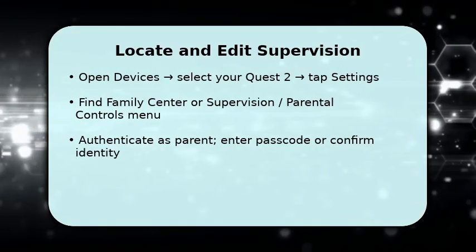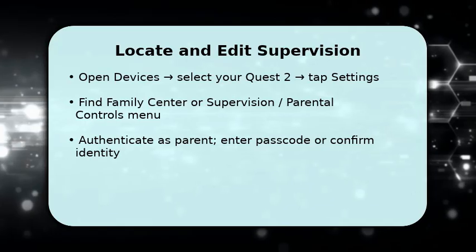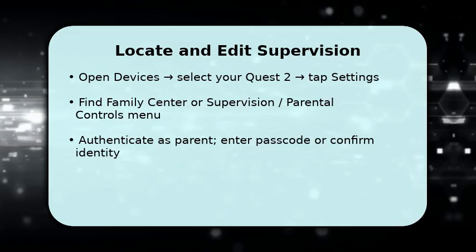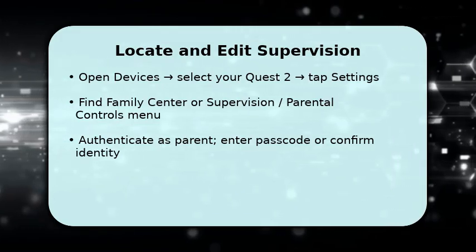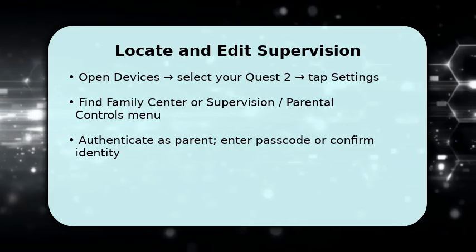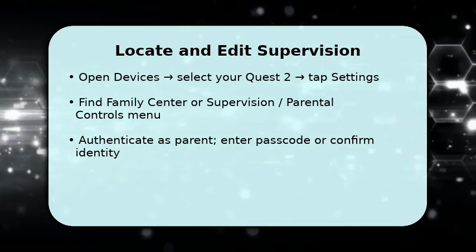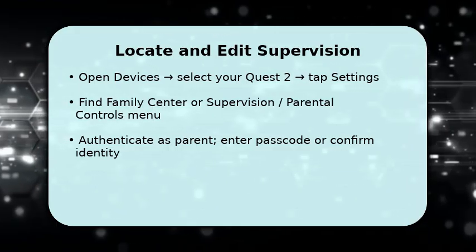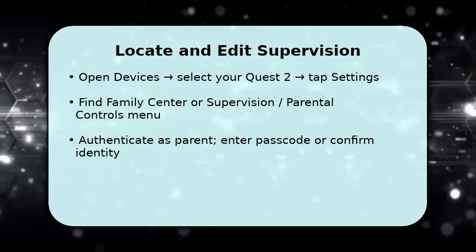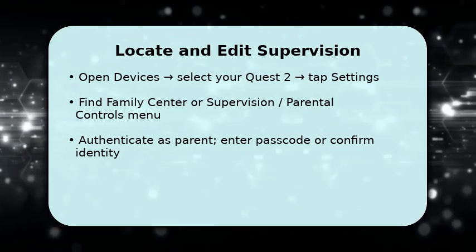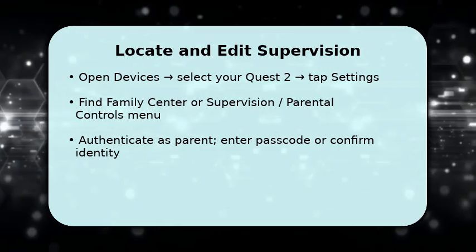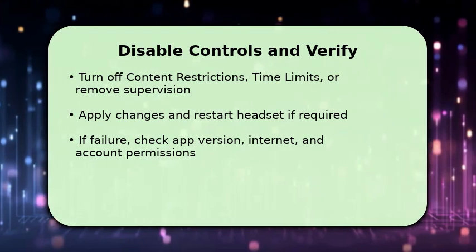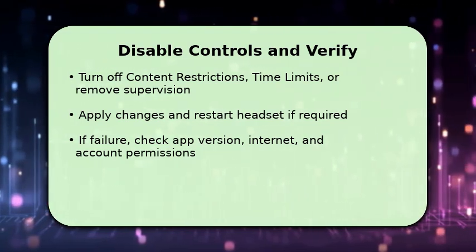You now navigate inside the app to the supervision controls. Tap Devices, choose your Quest 2, then open Settings and locate Family Center or Parental Controls depending on your app version. Once there, select the supervised user or the device level restriction you want to change. You must authenticate as the supervising account, enter your Meta password, PIN, or approve via prompt. This step ensures only authorized adults can remove limits, protecting account security while allowing you to edit content and time restrictions.